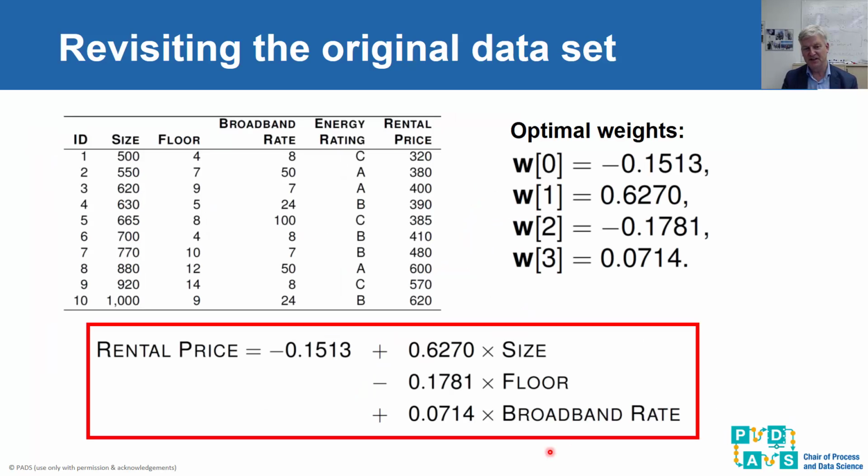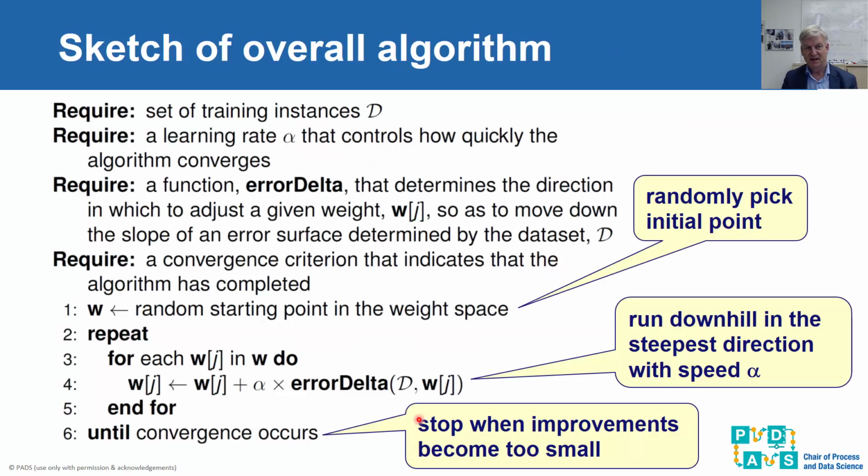If I compute it for this simple data set, then what comes out is that these are the weights that minimize the error for this particular data set. So W0 is equal to minus 1513, W1 is equal to 0.62, etc. So we simply have determined the weights in such a way that we minimize the error. And we are using exactly the mechanism that we also used when looking at just one descriptive feature. So this is now the sketch of the algorithm.